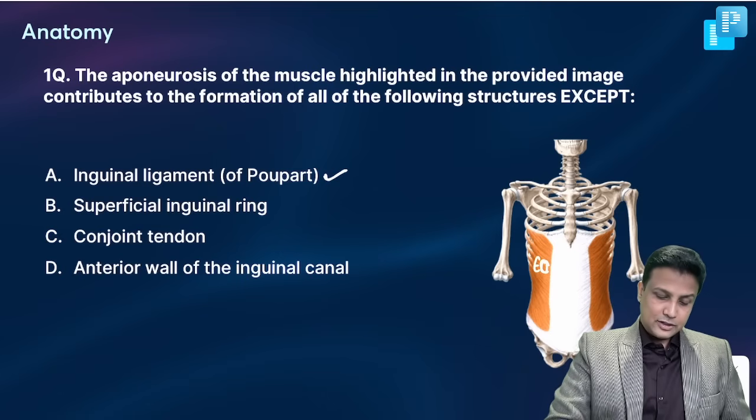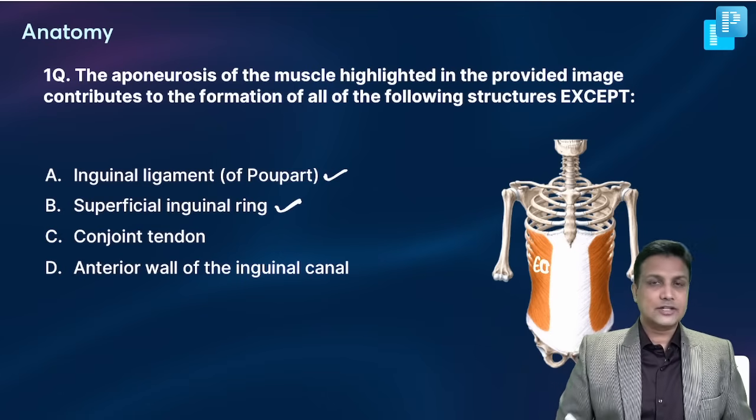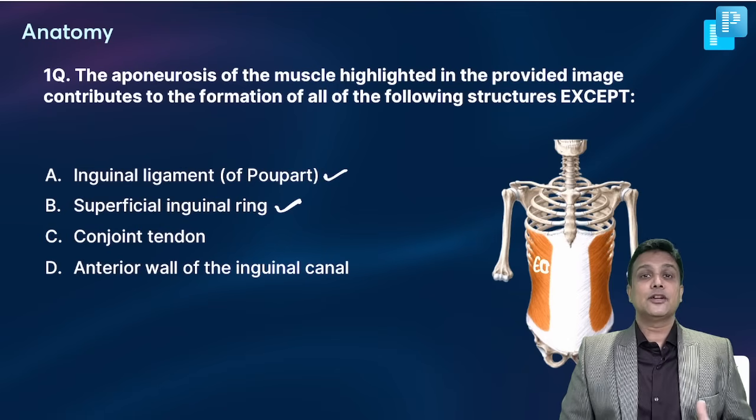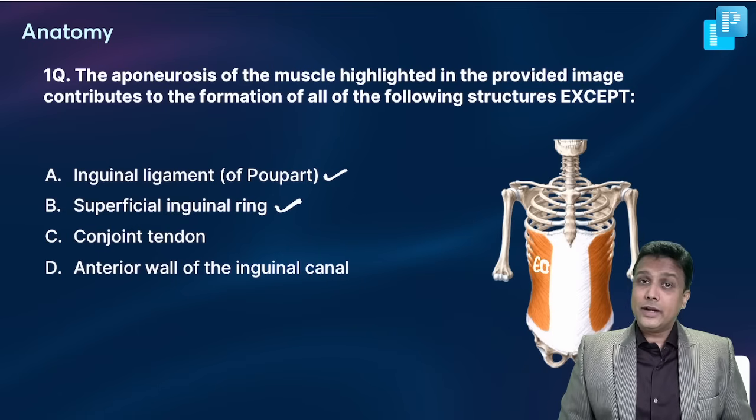Number two, superficial inguinal ring. Of course, that is also present in the aponeurosis of external oblique only. The triangle shaped superficial inguinal ring will be present in the external oblique aponeurosis, whereas the oval shaped deep inguinal ring will be present in the transversalis fascia.